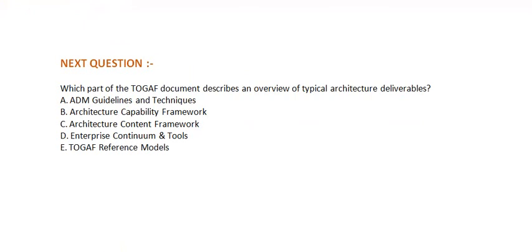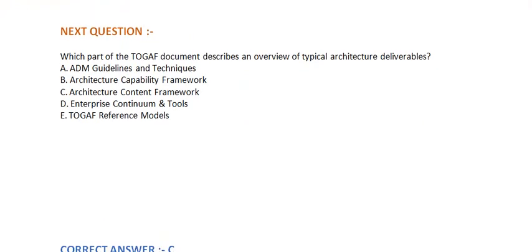Next question is, which part of the TOGAF document describes an overview of typical architecture deliverables? Option A, ADM guidelines and techniques. Option B, architecture capability framework. Option C, architecture content framework. Option D, enterprise content framework. And option E, TOGAF reference tools. The correct answer is option C.